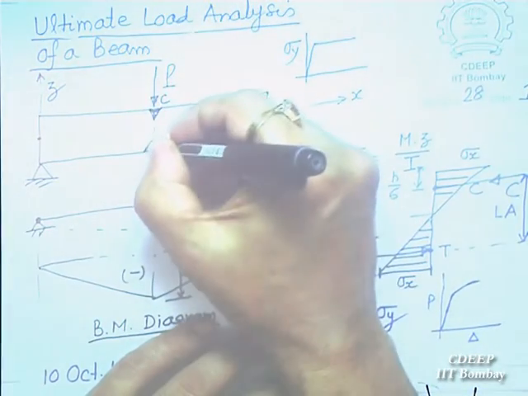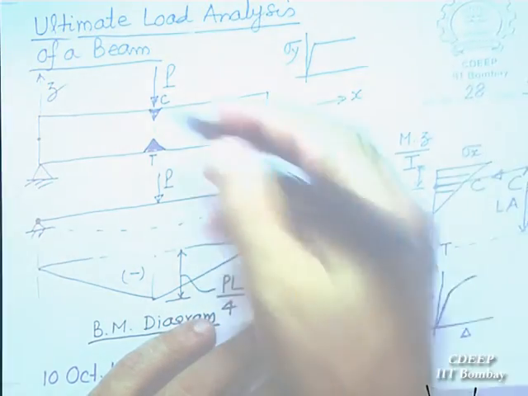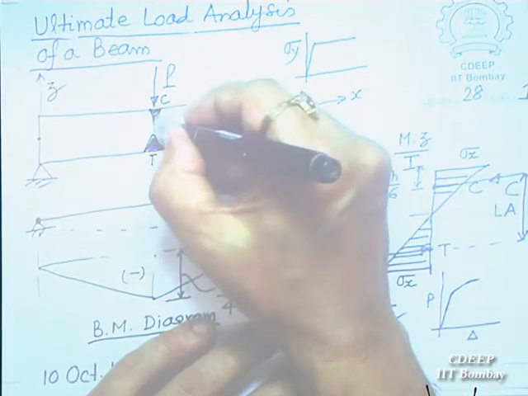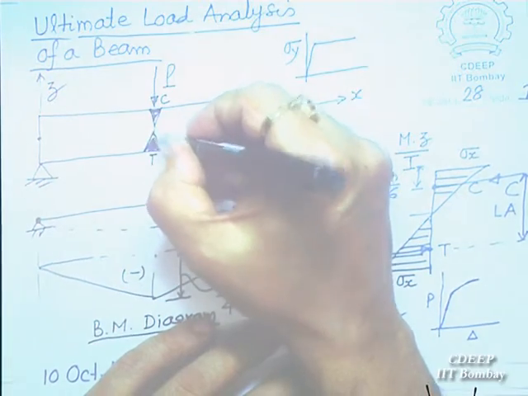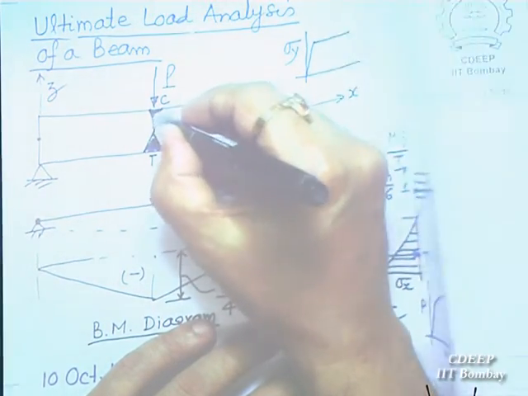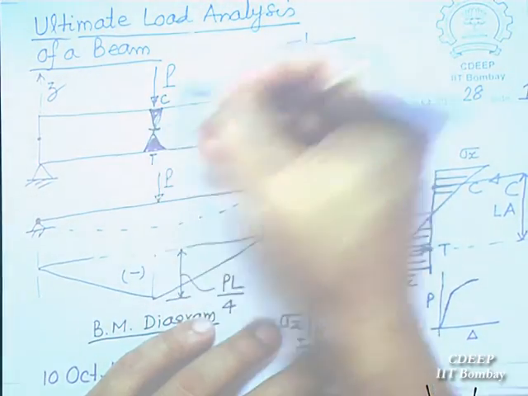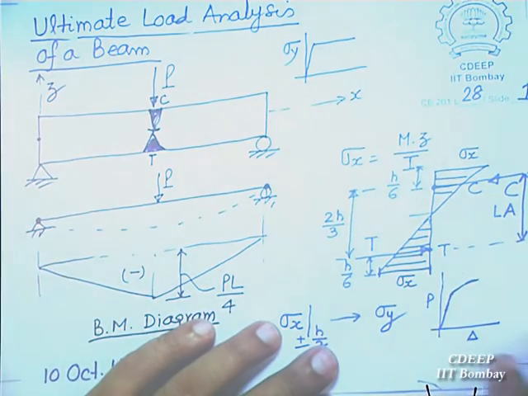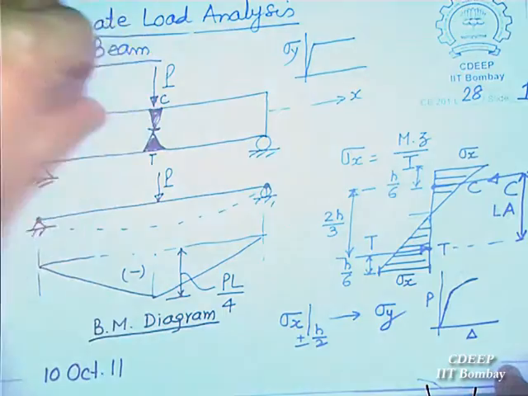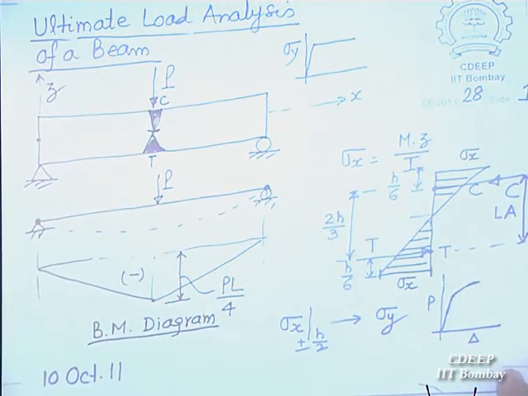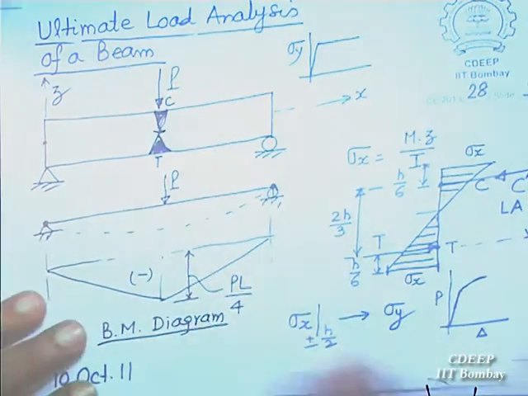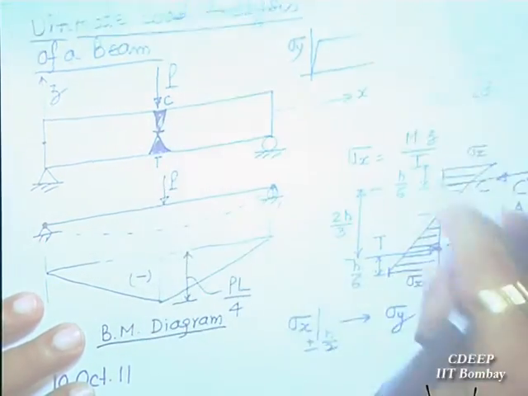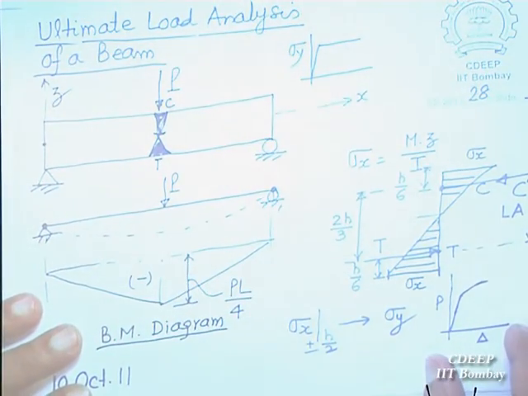So this plasticity will go on increasing, till this top and bottom meet. And the middle fiber, that means neutral axis, also becomes sigma y. The stress level at neutral axis is also equal to sigma y. So that means this entire thing has become plastic section. So what will happen?